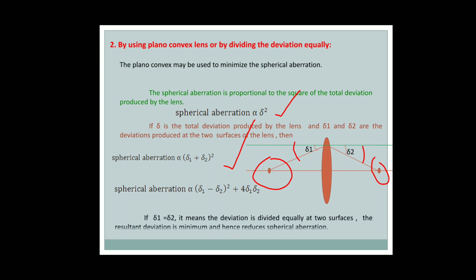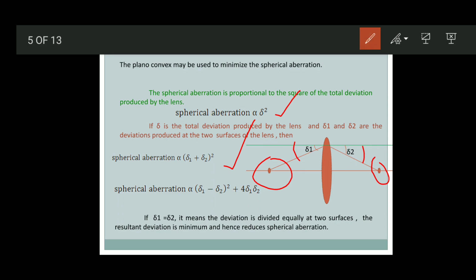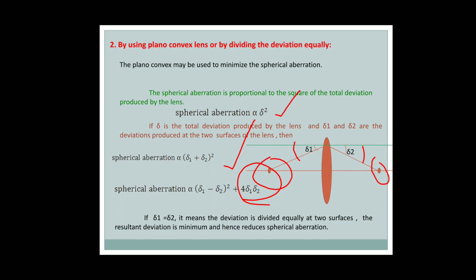So if delta 1 is equal to delta 2, it means the deviation is divided equally at two surfaces. The resultant deviation is minimum, and hence the spherical aberration is also minimum, in which case the spherical aberration is equal to 4 delta 1 delta 2. So the condition for minimizing the spherical aberration is delta 1 is equal to delta 2.